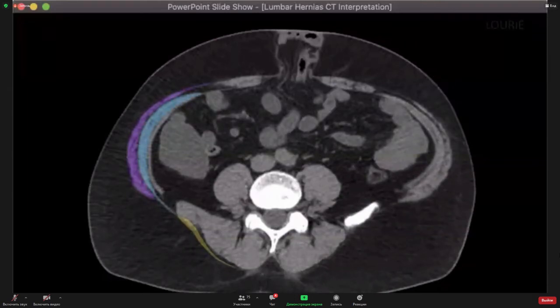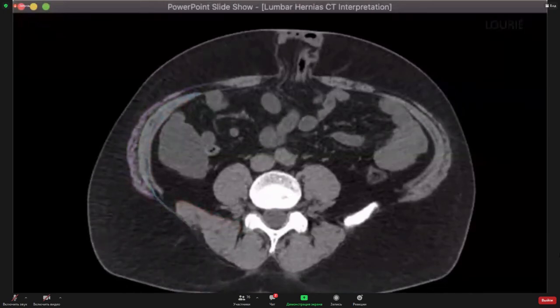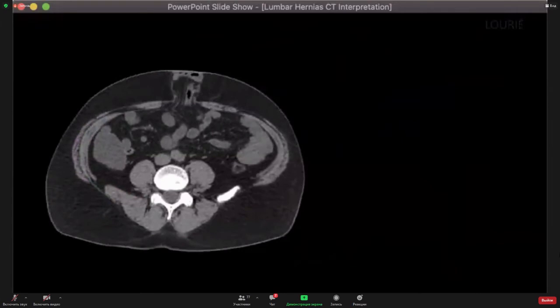We'll also notice the quadratus lumborum on the inside. The quadratus lumborum is going to form that medial border, and you don't see that in an external dissection or if you approach this open from the posterior approach, but we certainly want to keep that in mind with minimally invasive surgery from the inside. So this is normal anatomy. There's no hernia here.